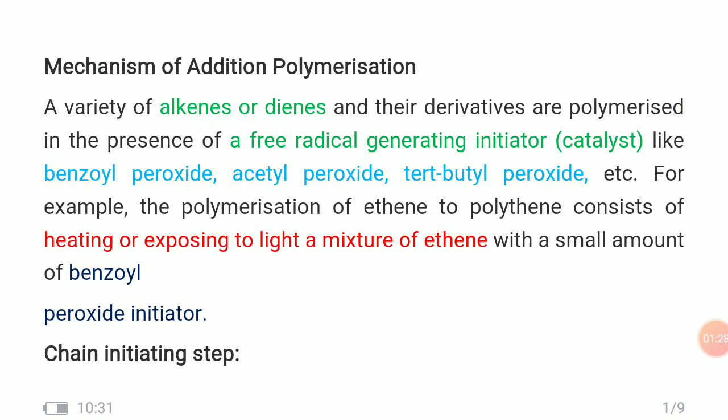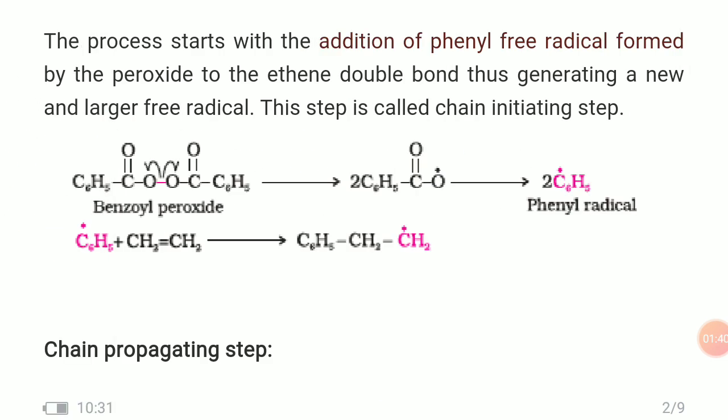In the mechanism of this addition polymerization, there are three steps. The first step is the chain initiating step. What will happen in this step? The process starts with the addition of a phenyl radical. How is this phenyl radical formed?